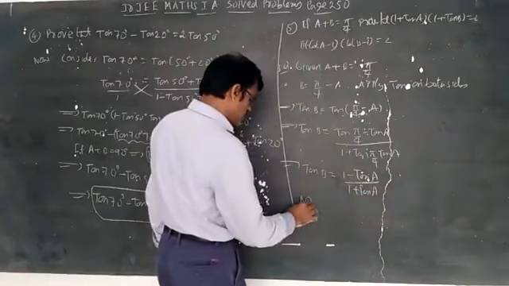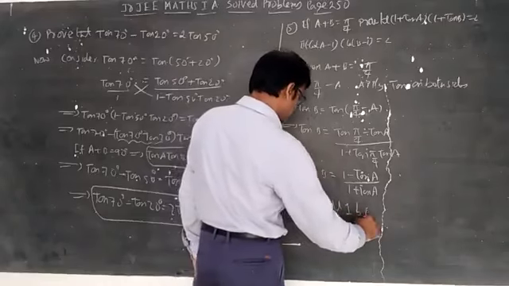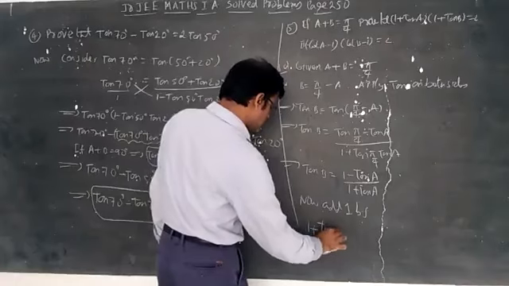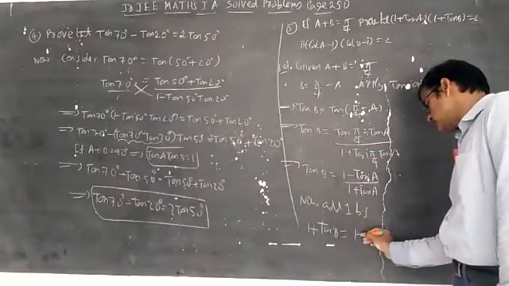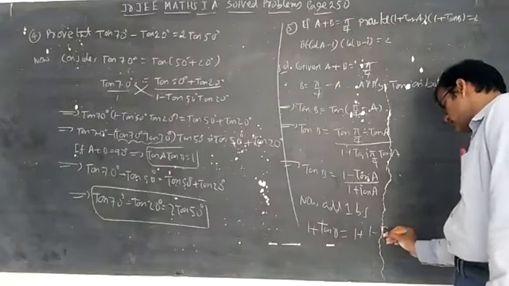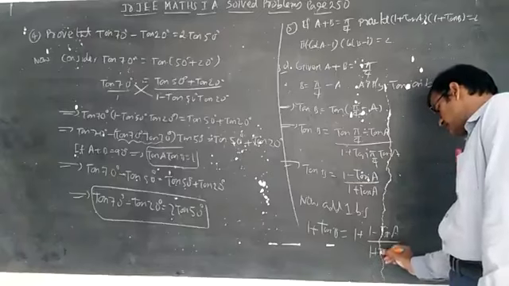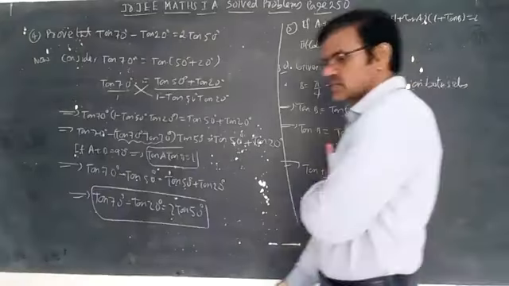Now, we write here, add one on both sides. So it becomes 1 plus tan B is equal to 1 plus (1 minus tan A by 1 plus tan A). Take LCM.